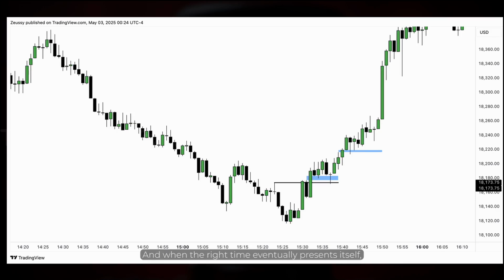Because they're waiting for the right time. And when the right time eventually presents itself, that's when you see the market begin expanding towards the upside with a lot of speed and velocity. And that is how you can recognize expansions before they occur. Small ranges turn into large ranges. And I know that this is not about entry patterns anymore, but this is something to think about.